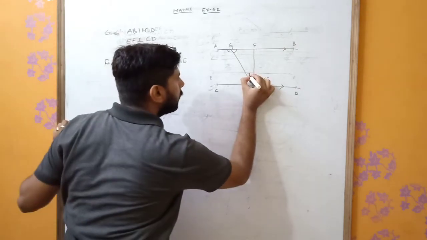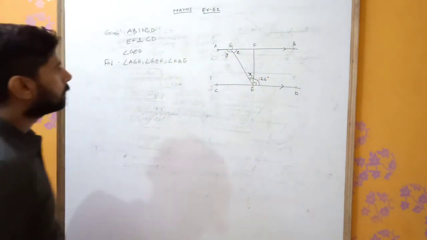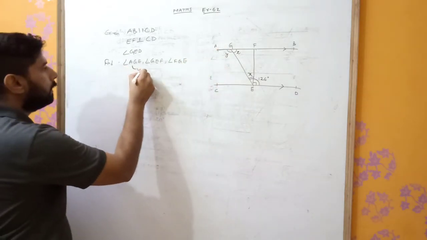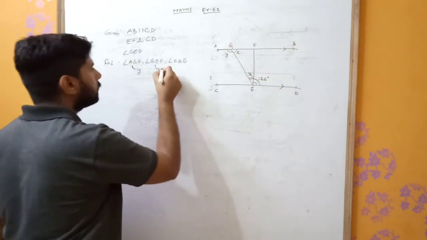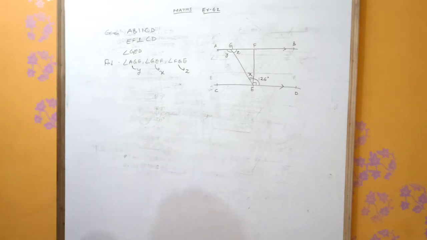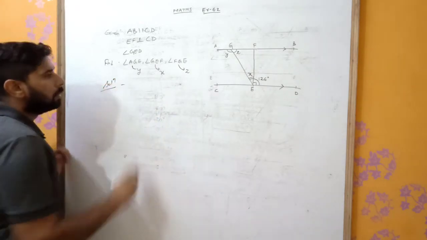You should write them as X, Y and Z. AGE is Y. Let this one be GEF. GEF is X, and this one is Z. We have taken them as X, Y, Z. And solution.